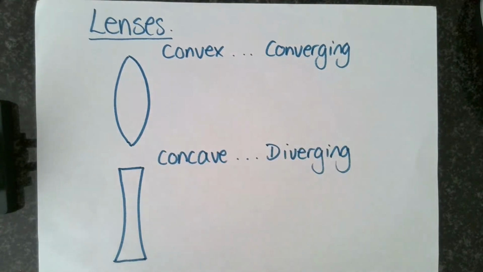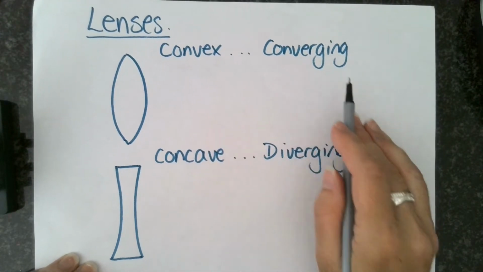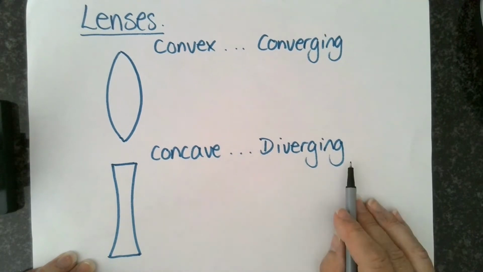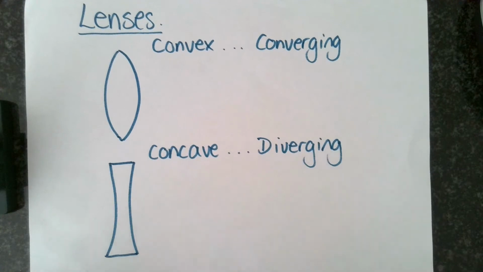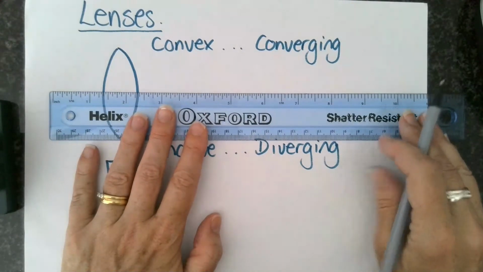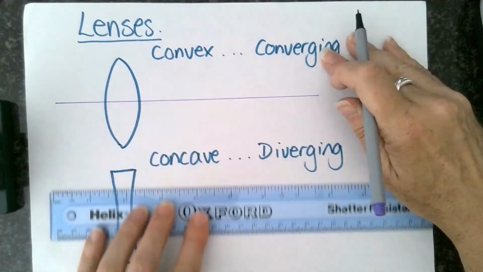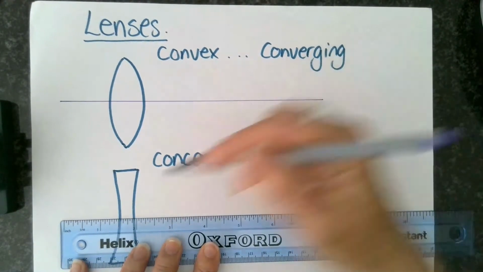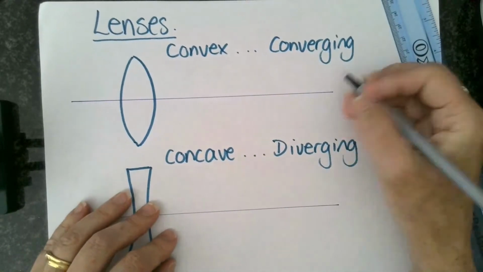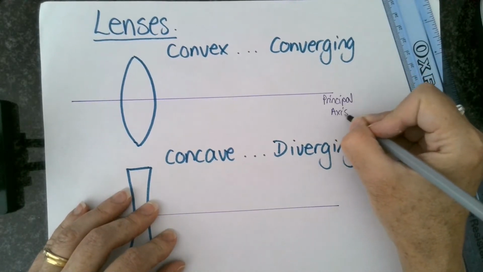But there are a few features that we need to know about lenses, and there's two types. There's convex, and they are converging, so bringing the light rays together. And concave, diverging, so that means spreading the light out. And they have different uses, but we can start by labelling some common features. And one of them is this axis which goes straight through the centre of the lens. This is called the principal axis. Okay, and you'll need to know that.